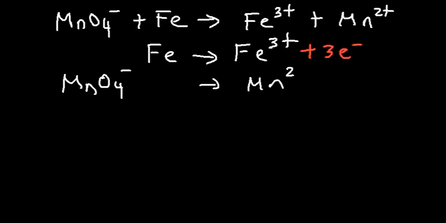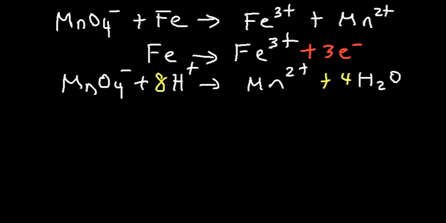So we have the same number of manganese atoms, but we have 4 oxygens on the left. So we need to add 4 H2O molecules on the right side. Now we have 8 hydrogen atoms on the right side, so we need 8 H plus ions on the left side.